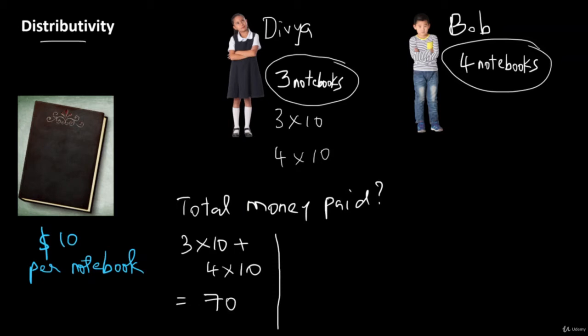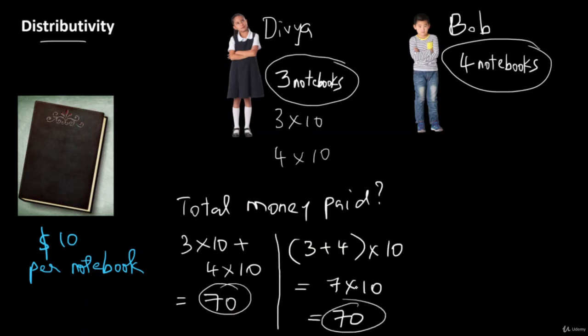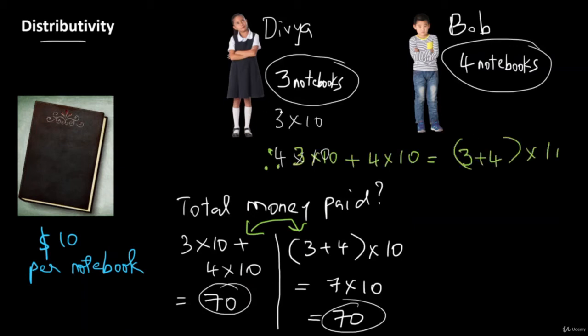So Bob calculates it as (3 + 4) into 10. So that's 7 into 10, which is also equal to $70. So both of them got the same answer, and by this we know that 3 into 10 plus 4 into 10 is also equal to (3 + 4) into 10. Alright, so this is what we call distributivity.